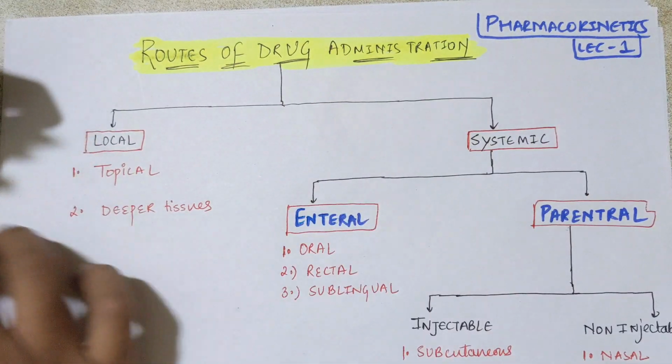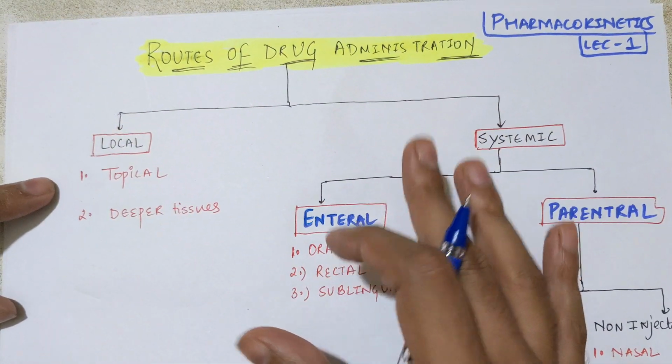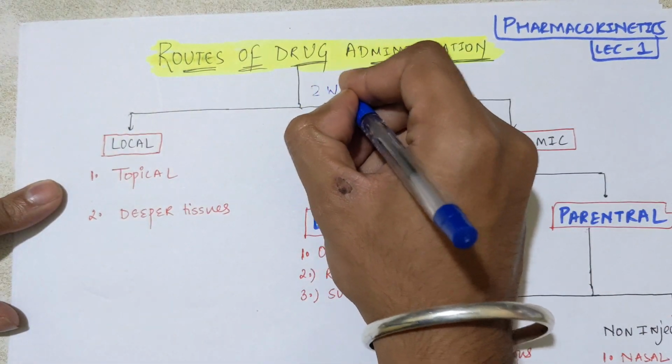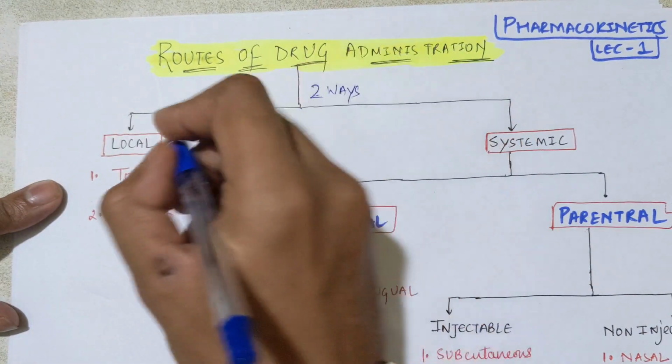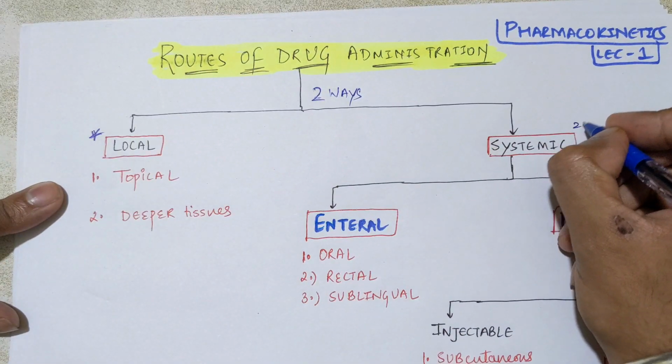Now in this section we will have two routes, that is, we can give the drug in two ways. What are the two ways? The first way is local, and the second one is systemic.